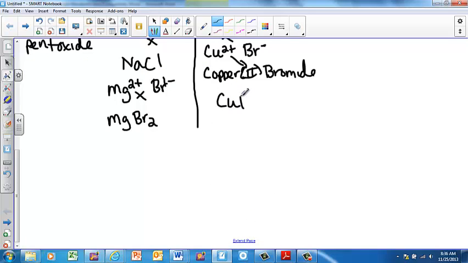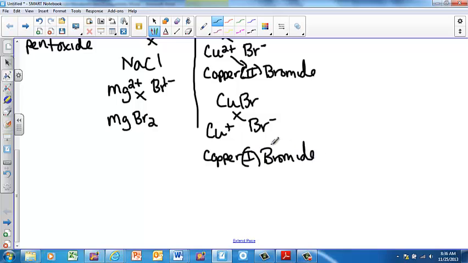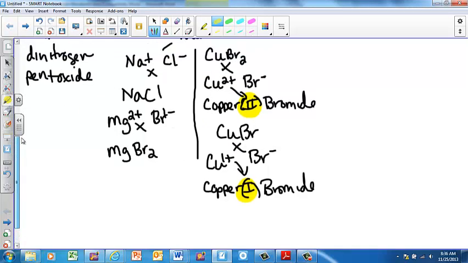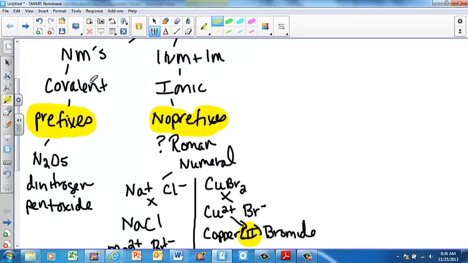Bromide, or another option again that I could have would be CuBr. Well, if I crisscross those, bromide is always a 1 minus, copper is always a 1 plus. This is copper 1 bromide. Okay, again, that 1 plus tells me that it has to be the copper 1 ion. So just a few things, you know, that 1 and 2 tells me which copper ion I'm dealing with.